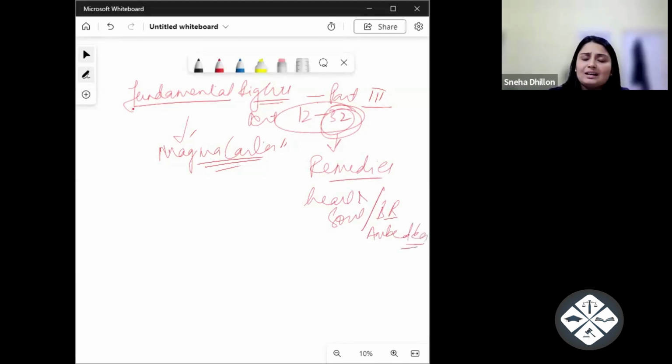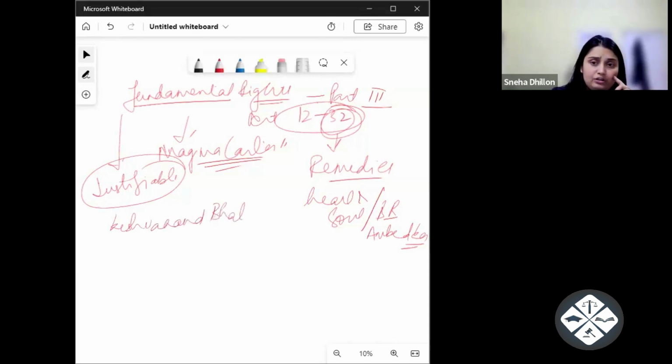So what are the few cases we can discuss which tell us that they are justifiable, or which try to provide more push and understanding of why the justifiability of fundamental rights is important, or what the courts have said about them? So in this, the first case we can take is Keshavananda Bharati. Okay, we can take the Keshavananda Bharati judgment versus State of Kerala.